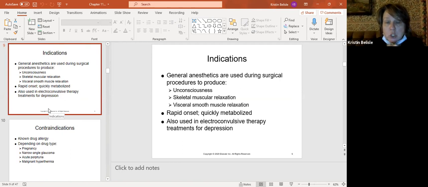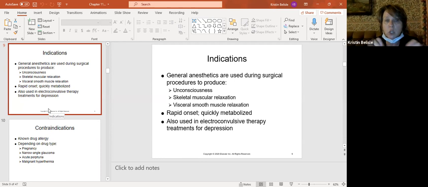Indications. General anesthetics are used during surgical procedures to produce unconsciousness. We want them knocked out. Skeletal muscular relaxation, visceral smooth muscle relaxation. It's a rapid onset, quickly metabolized. So we also use electroconvulsive therapy treatments for depression. So we want to make sure that the patient is down.